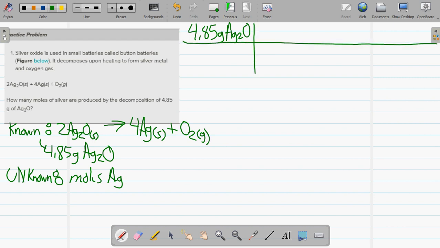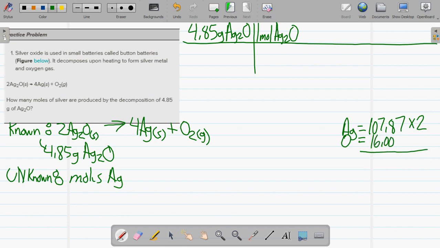So we set up our conversion factor. Now the first thing we have to do is convert from grams to moles. So we're going to look at the periodic table. We're going to find the mass of silver, and we're going to multiply that by 2 because it's Ag2O. And then we're going to find the mass of oxygen, which is 16, and then we're going to add all of that together. All right, so once we calculate the molar mass of silver oxide, we put that into our conversion factor.